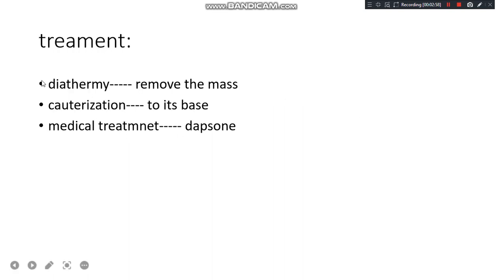The treatment is surgical and then you have to go for the medical treatment. The surgical treatment involves diathermy that will remove the mass, but the base of the mass is removed by cauterization. So this is the surgical type, and then we have the medical treatment. You have to go for dapsone.